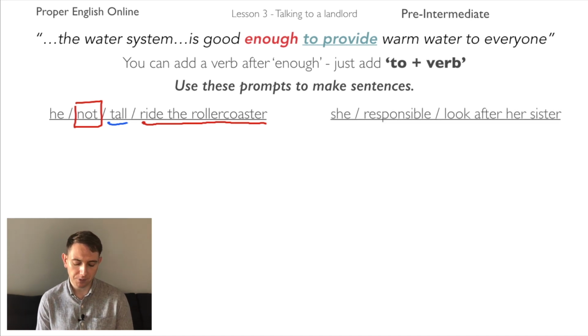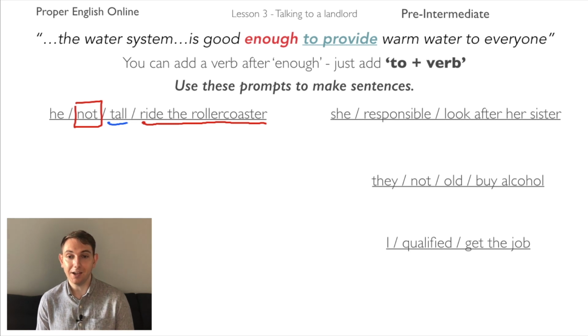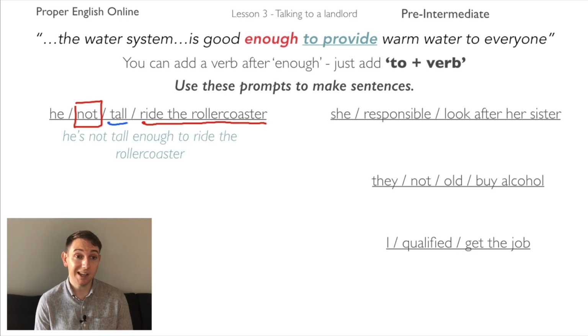How about this one though? She responsible, look after her sister, take care of her sister. This one too. They not old, buy alcohol. And this one too. I qualified, get the job. Again, let's do the first one together. He not tall, ride a roller coaster. For this one, he's not tall enough to ride the roller coaster, right? How about the other three? Pause this video and think.